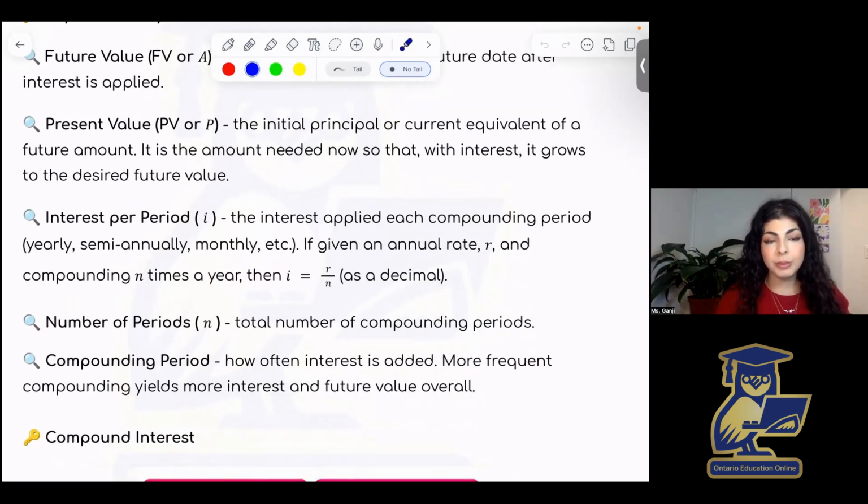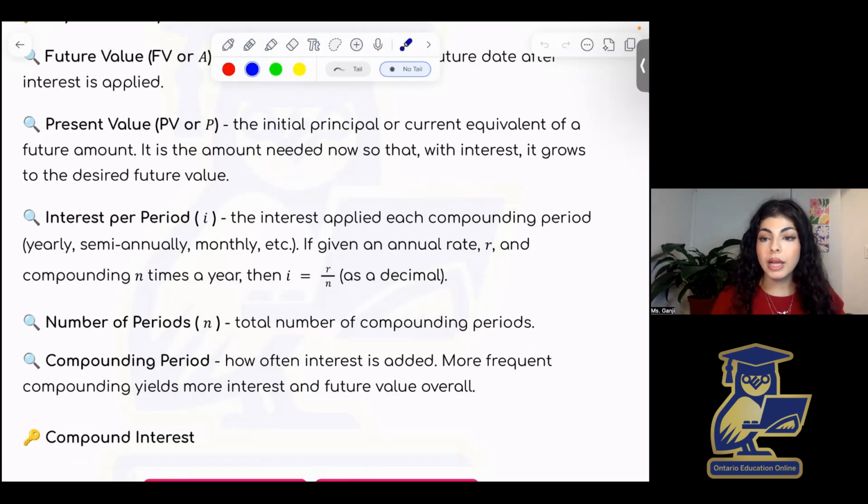Next, we have interest per period. This one is a little bit different from the rate of interest. Last lesson we saw rate of interest, which could be 5%, 10%, 2%. But now interest per period applies for compound interest because the rate is only for the year, but with compound interest, the interest is being applied on a different period. That's called the compounding period.